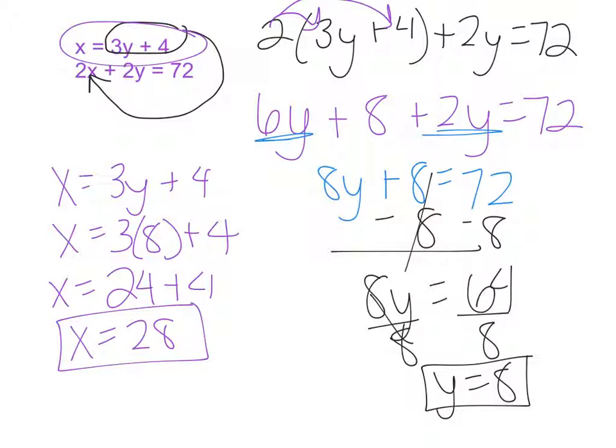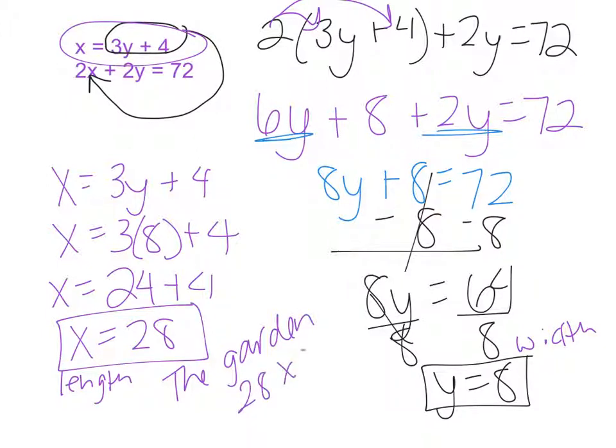And remember, our x is our length. I'm just going to make a note here. And our y was our width. So when we go to write our answer, we can say that the garden is going to be 28 by 8 meters.